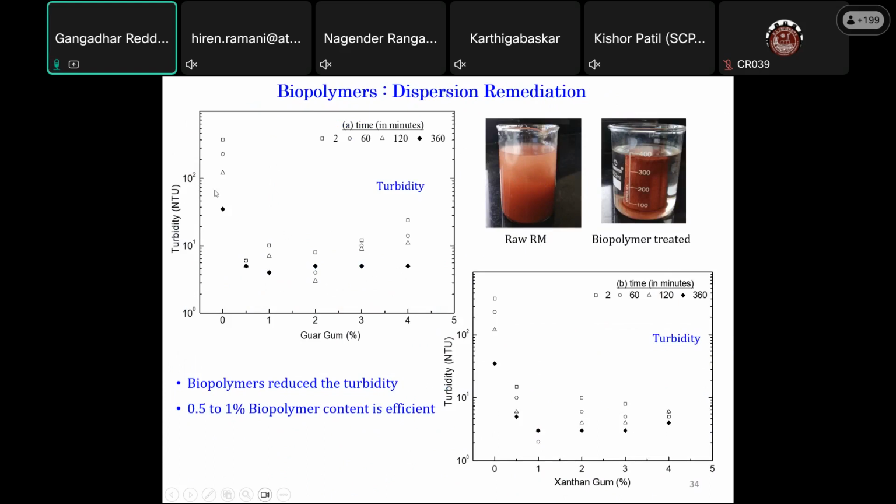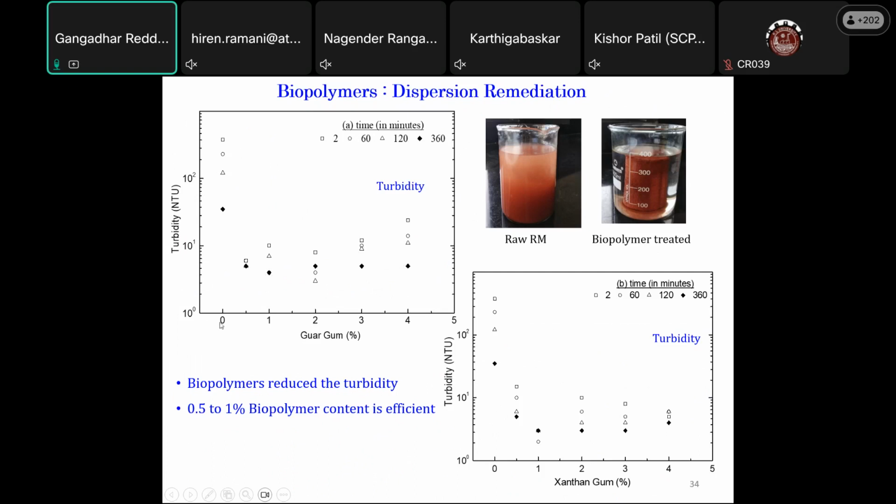You can see clearly, I measured with time. You can see this dotted dark line for the 6 hours, but also 2 minutes, 60 minutes, and 120 minutes. You can see the sample immediately after the preparation, I kept in the water and I measured, and this is initially the first sample.